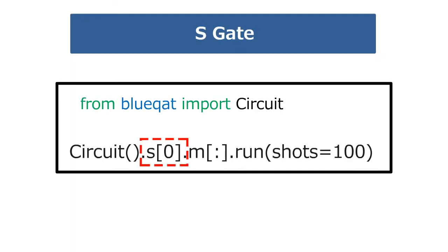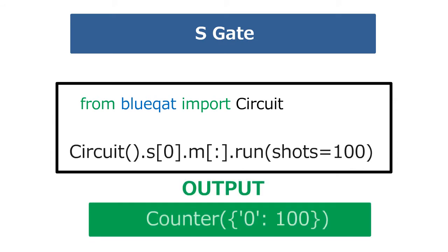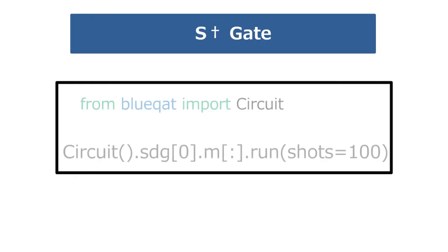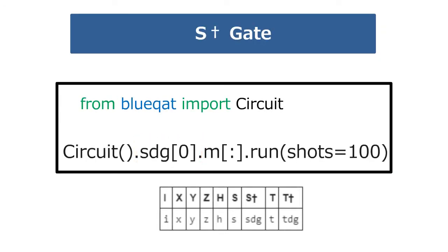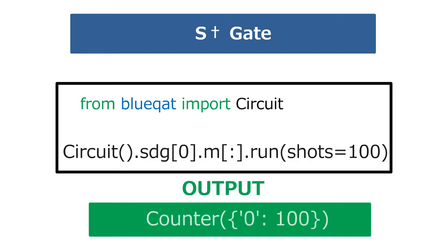Now we will see about SGate. And here we use SGate. If we run this code then we will get output as 0. And here we use SDGate as we have shown in the table of implementation of the gates. If we run this code then we will get output as 0.